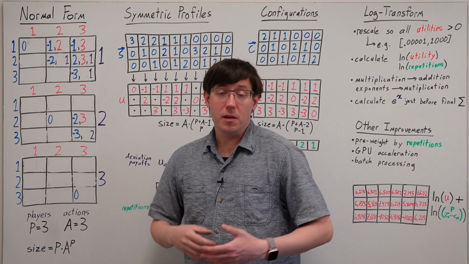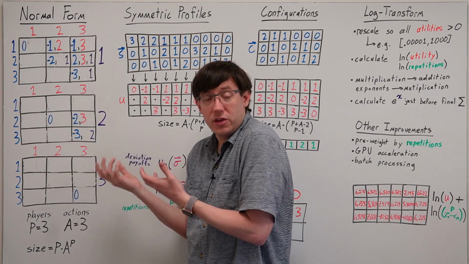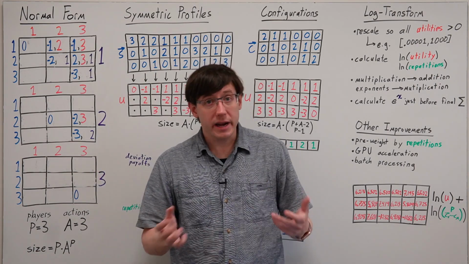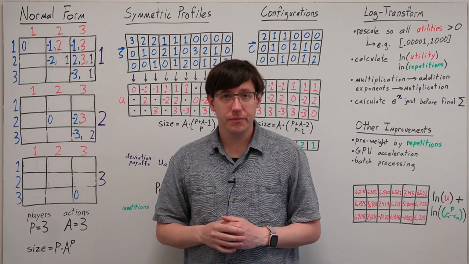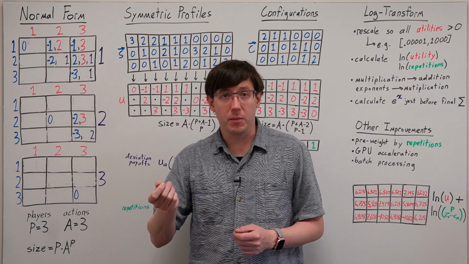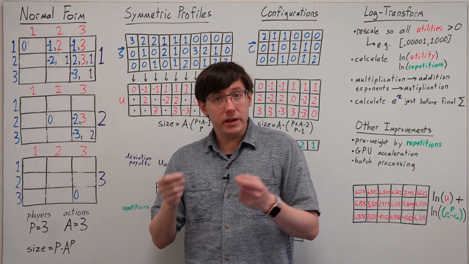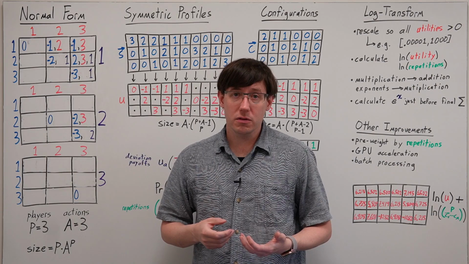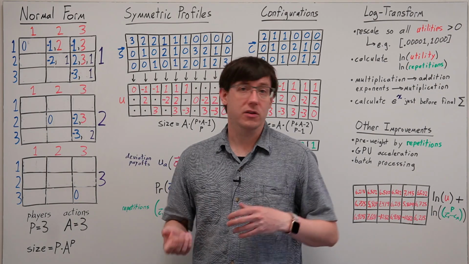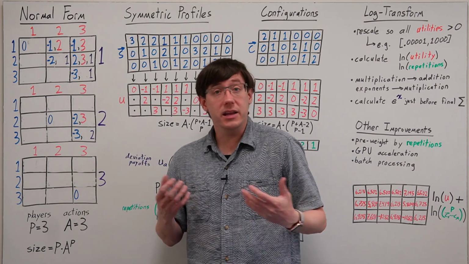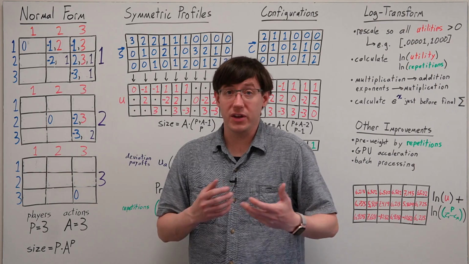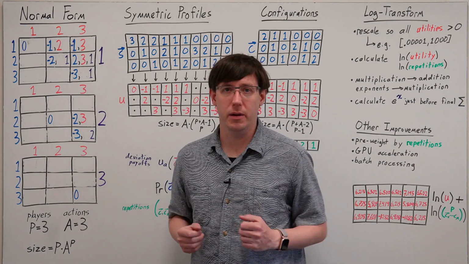But since the main thing that we'll be doing with this data structure is trying to compute Nash equilibria, we should also think about optimizing for efficiently computing deviation payoffs so that we can run replicator dynamics or gradient descent or any of the other algorithms that help us identify a mixed equilibrium.